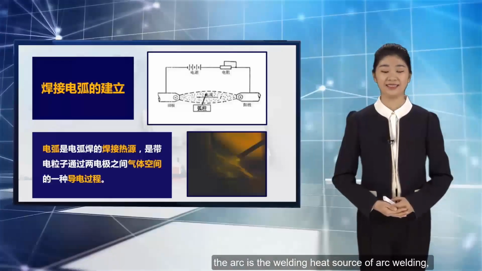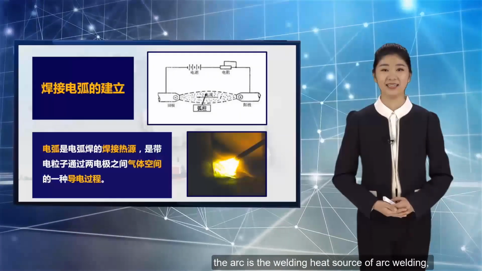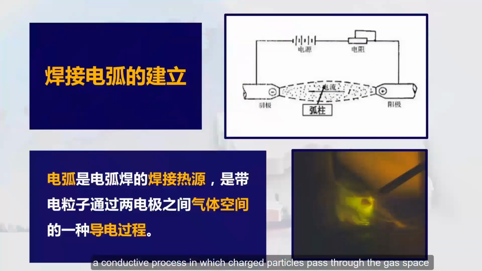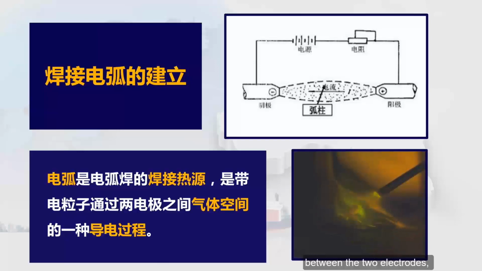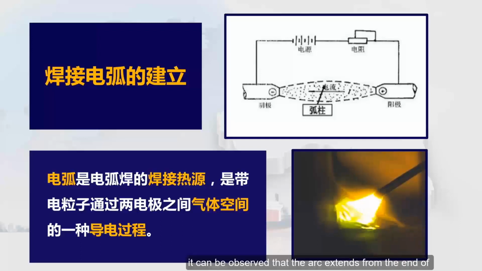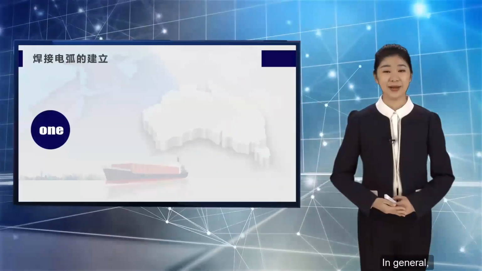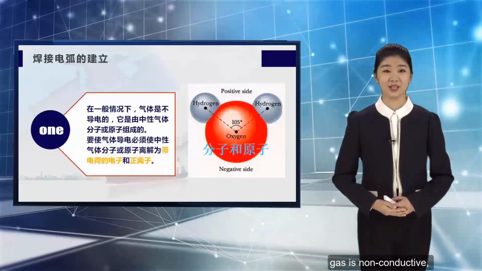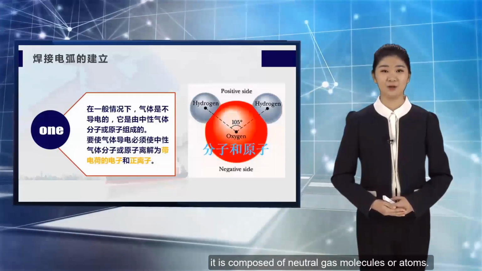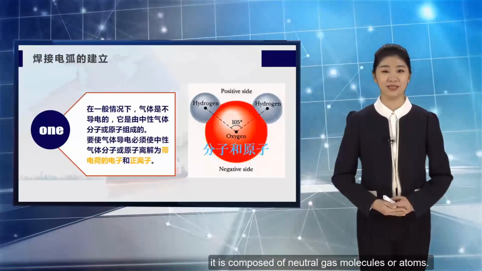The arc is the welding heat source of arc welding. A conductive process in which charged particles pass through the gas space between the two electrodes, and it is also the most widely used welding heat source at present. From the picture, it can be observed that the arc extends from the end of the electrode to the surface of the workpiece. In general, gas is non-conductive, it is composed of neutral gas molecules or atoms.